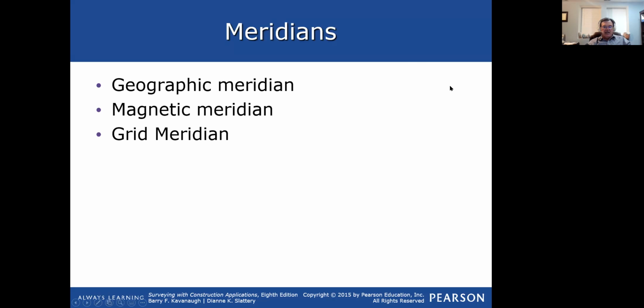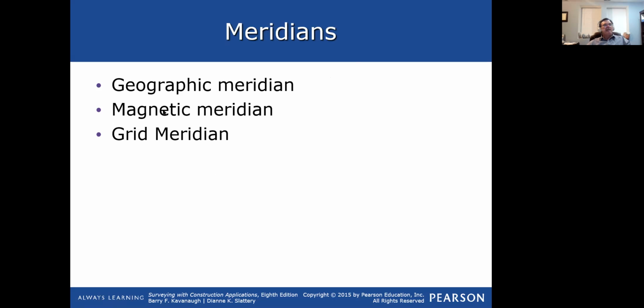The angles that are utilized are generally geographic or grid. Magnetic is not used so much anymore. And you can think of the meridians as the basis of your coordinate system or the basis of your maps.